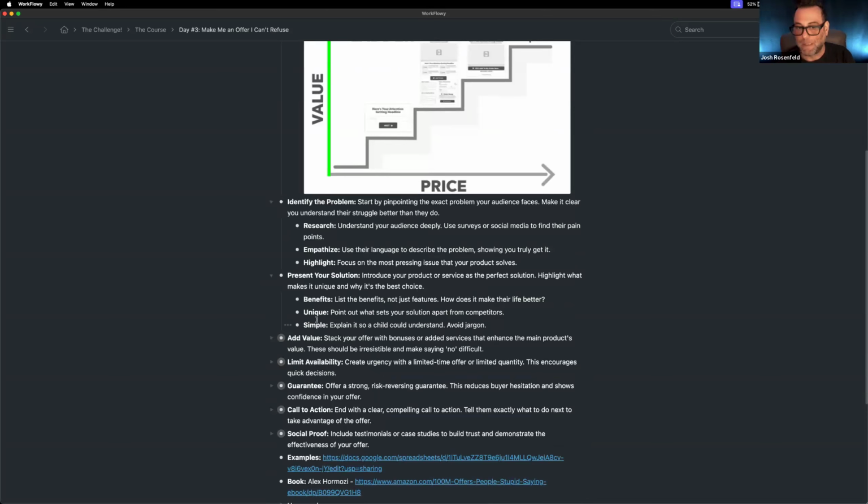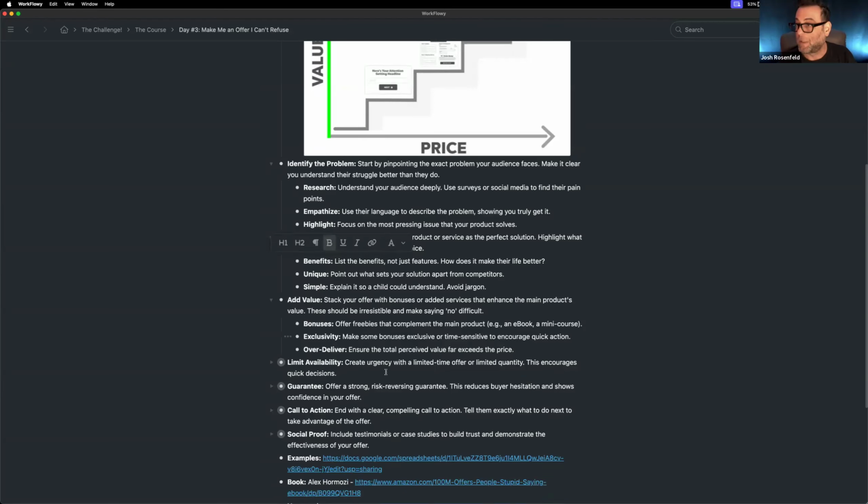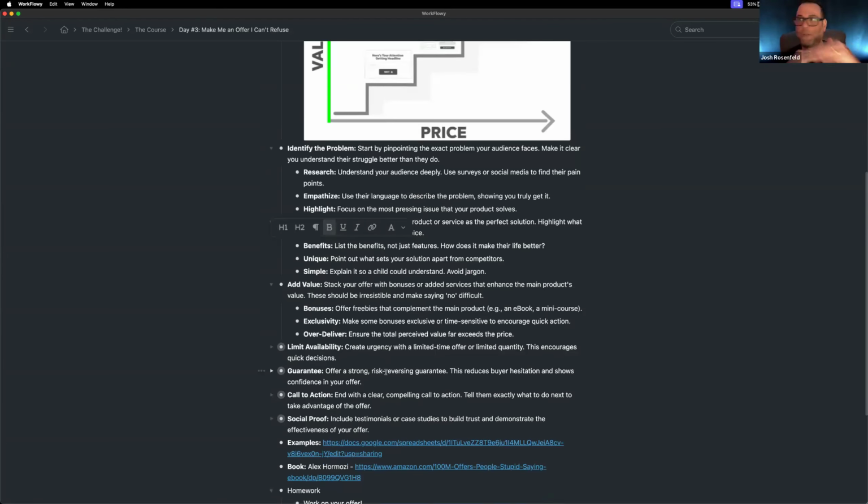So what are the benefits? What makes it unique? What is simple? I didn't write that down in the offer itself, but you should just know that your offer should have benefits. It should be unique, and it should be a simple offer, which I think some of these offers are relatively simple. And then we talked about value stacking, just adding stuff to your offer to make it irresistible and worth so much money that they can't possibly say no, right?